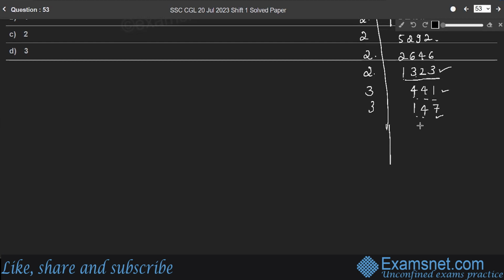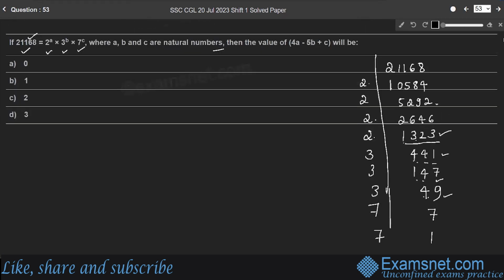In 147, it is divisible by 3. So 3 into 4 is 12, 3 into 9... Since 9 plus 4, or 4 plus 9, is 13, which is not divisible by 3. So check with 7. 7 into 7 is 49, 7 into 1.